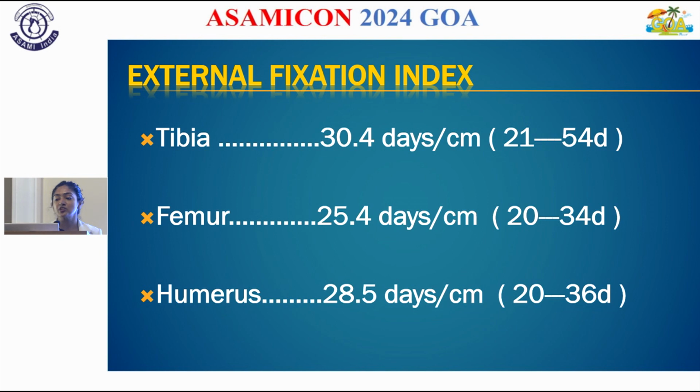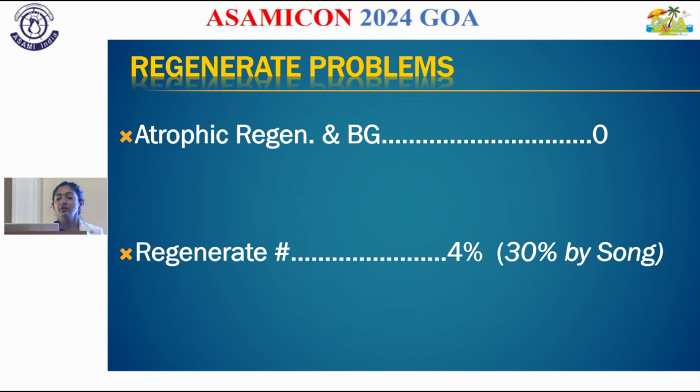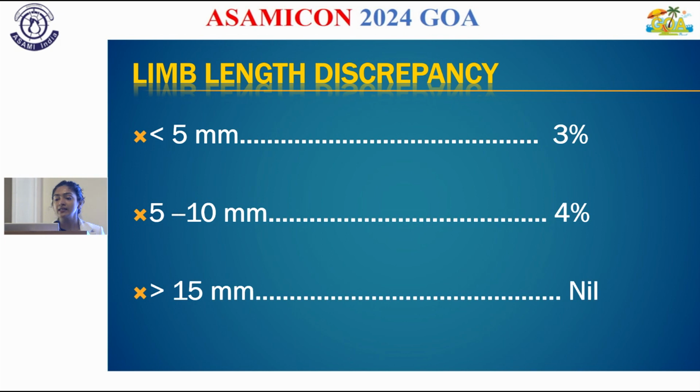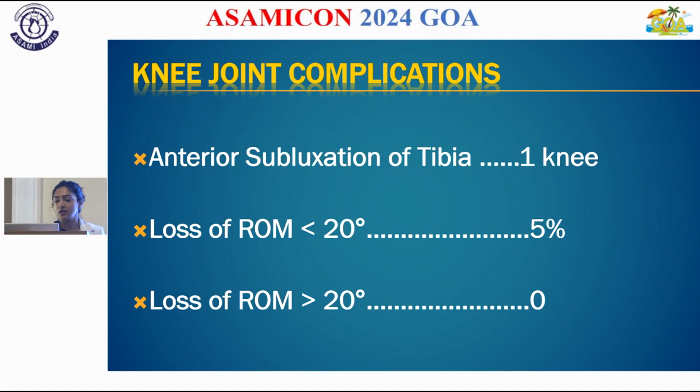The external fixation index was approximately 1 month per centimeter in all the segments. We did not face any atrophic regenerate problem, only 4% regenerate fractures compared to 30% reported in the literature by Song et al. Due to excellent regenerate formation and lengthening capacity, premature consolidation is seen in approximately 10% of the cases. In less than 3% were left with limb length discrepancy of less than 5 mm, none more than a centimeter. These were our knee joint complications.